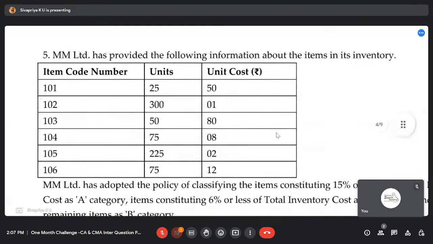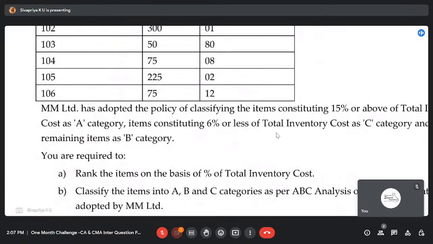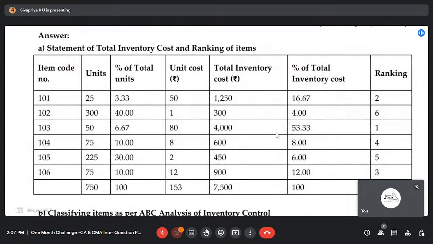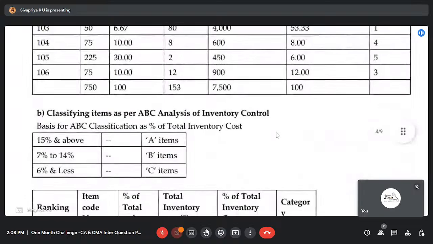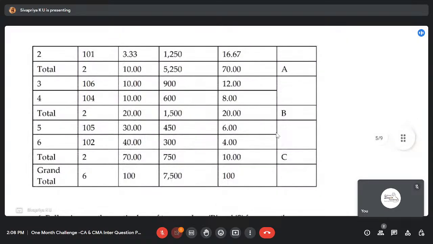Then question number 5. So this is about the inventory. Item code irukku. So ABC ah category pirikkanum. So this is the first one, statement of total inventory cost and ranking of items. The next one is classifying the items as per ABC analysis of inventory control. The continuation of answer is this. 103 and 101 are the category A. 106 and 104 category B. 105, 102 category C.